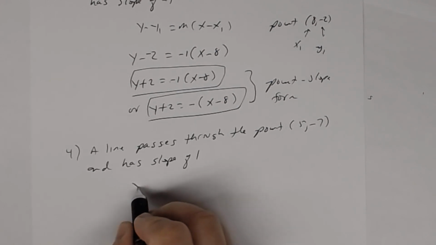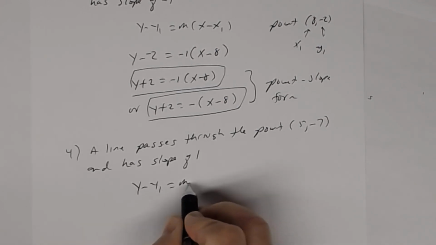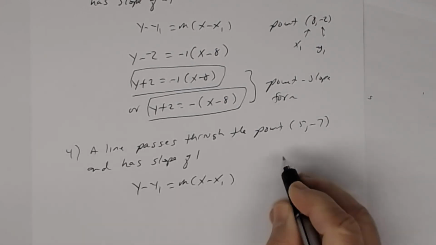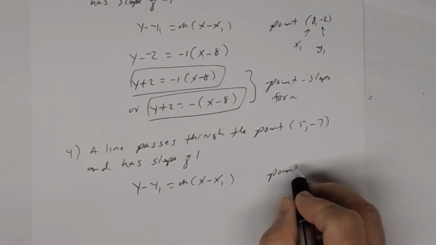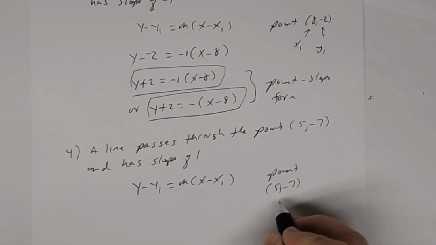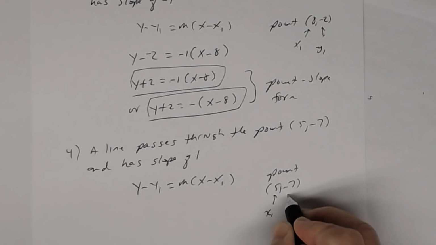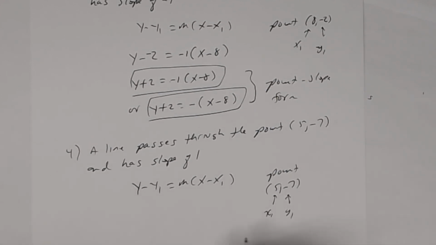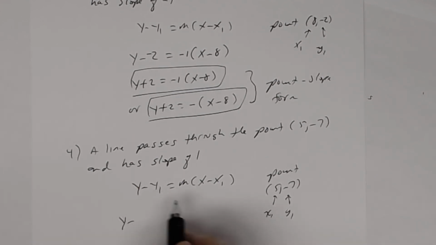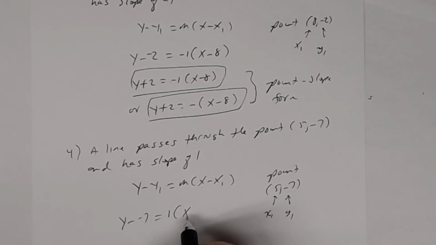So remember, point slope form. y minus y1 equals the slope times x minus x1. All right, so you're given the point on that line. So the point of the line is 5, -7. So 5 is your x1, -7 is your y1. And then you're given the slope of 1. All right, so we're going to substitute everything we have. So y minus y1, which is -7, equals the slope, which is 1, times x minus x1, which is 5.